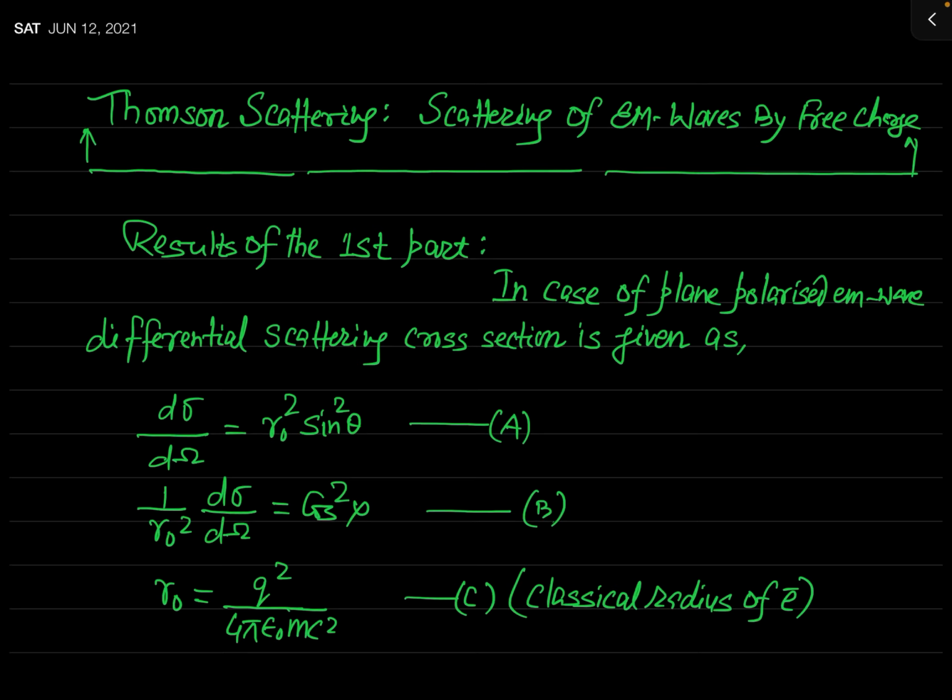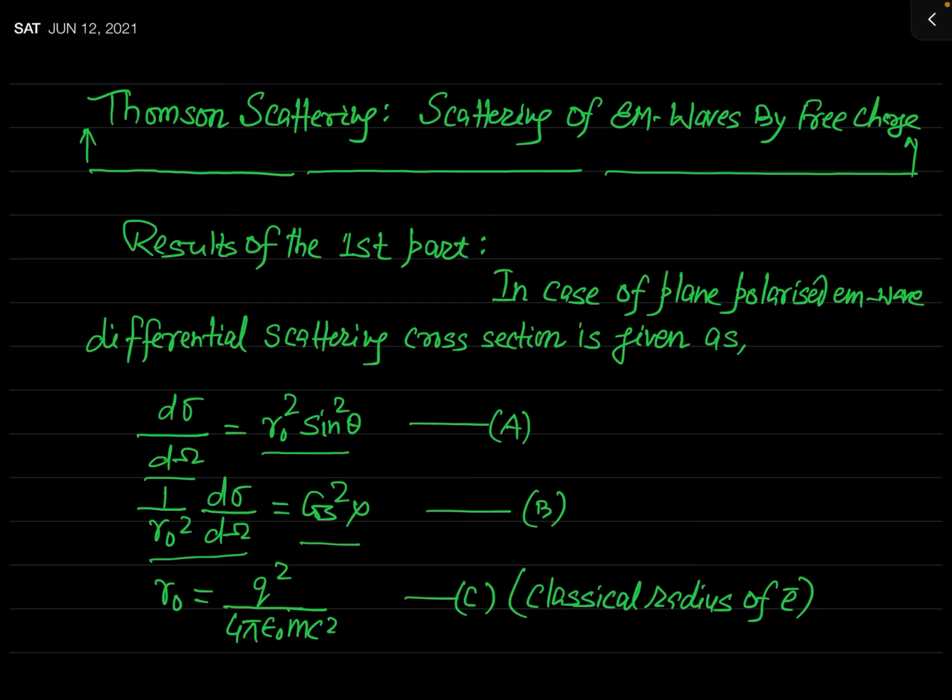The first result was the differential scattering cross section d sigma by d omega equal to r naught square sine square theta. You can recognize what this angle theta is. Actually, this angle is the angle between the x-axis, that is the electric field vector, and the scattered direction. And the second result was 1 over r naught square d sigma by d omega equal to cos square phi.